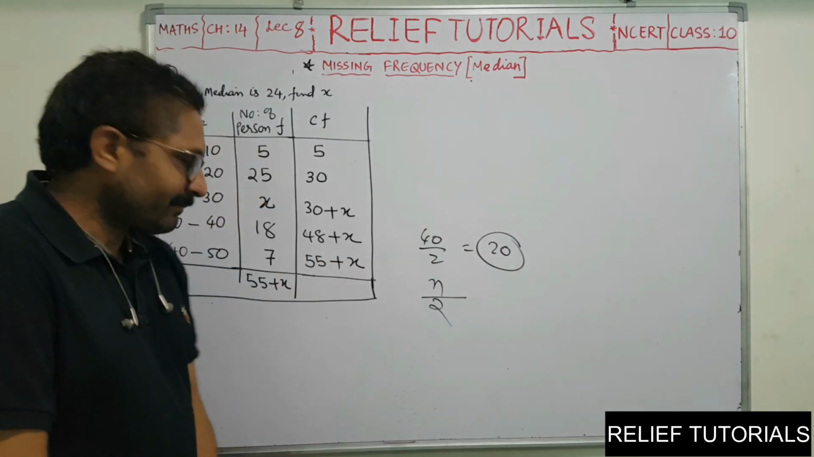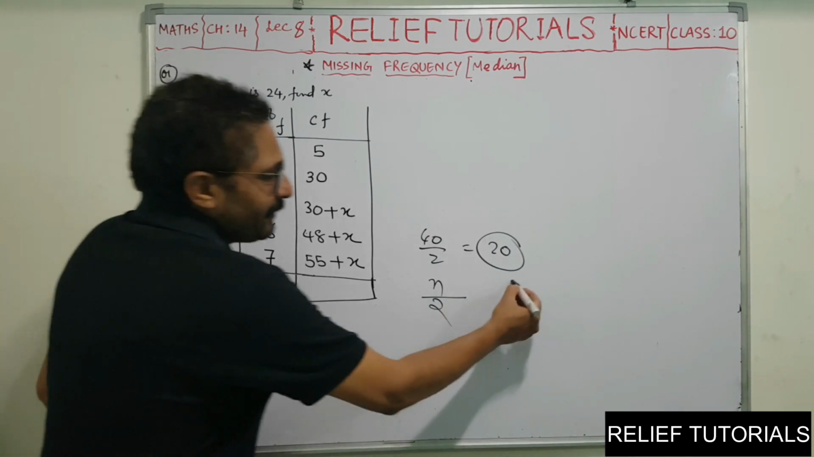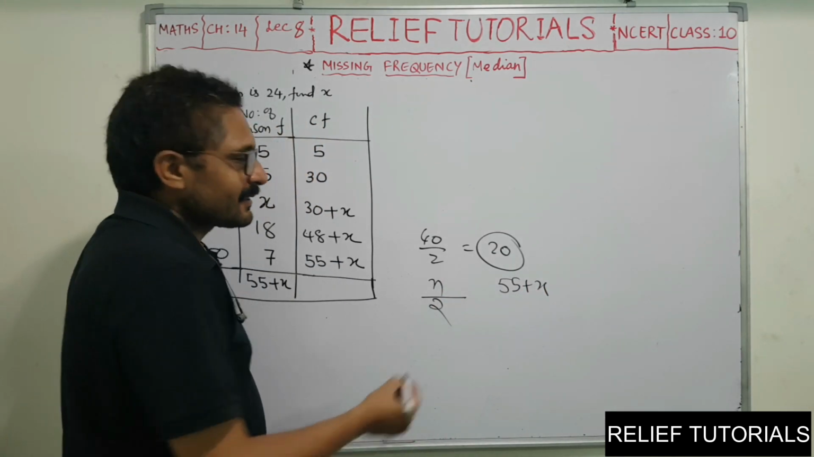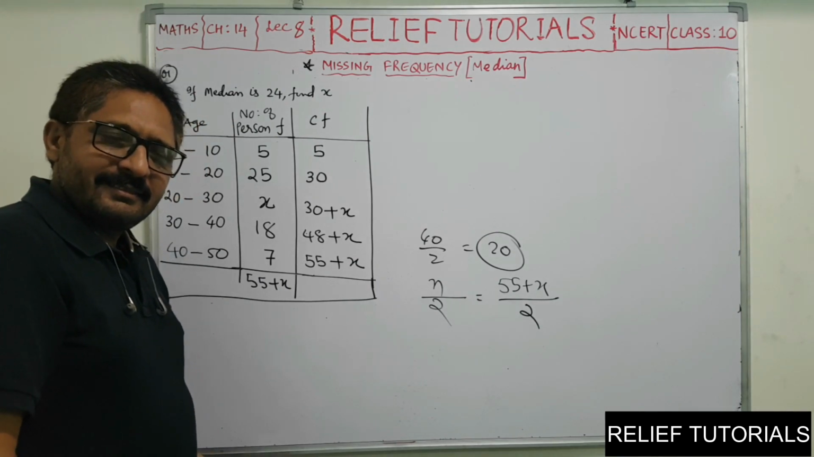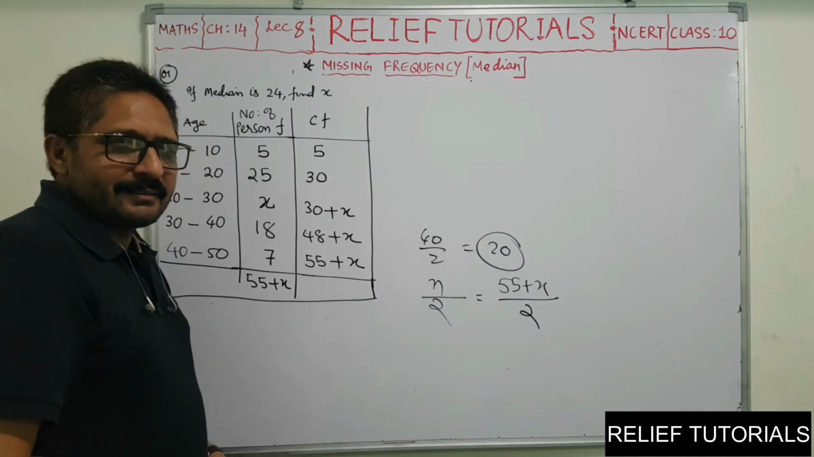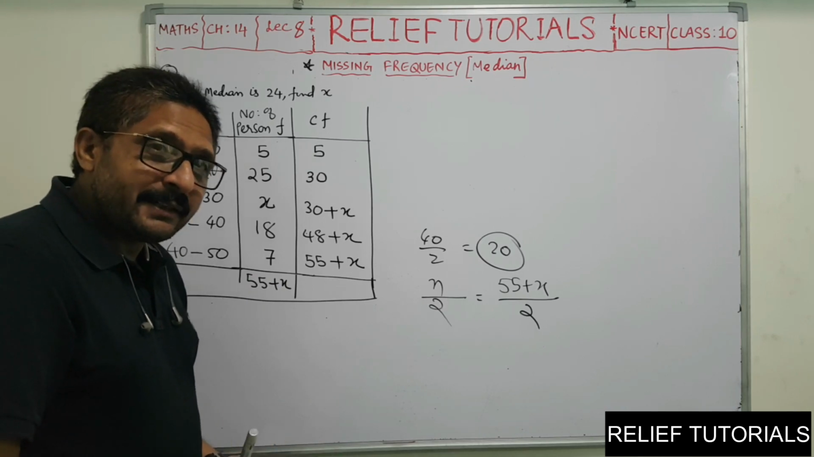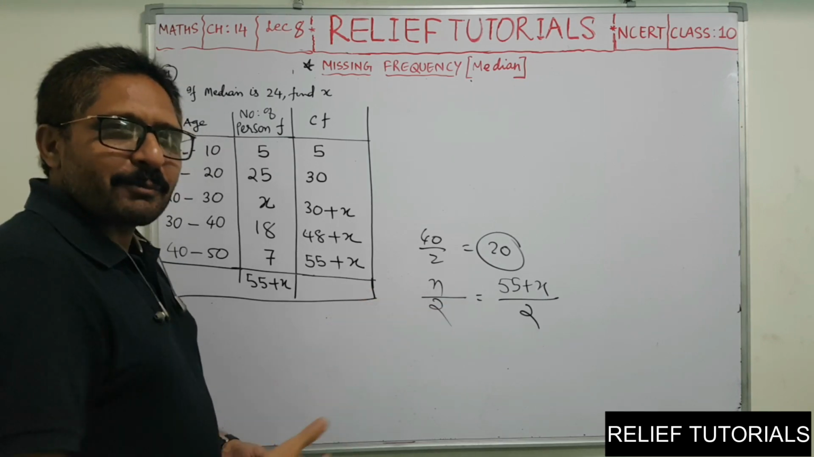But here the sum of the frequency n is 55 plus x. Now if you want to find n by 2 to find the median class, 55 plus x divided by 2, you will get no answer. Try to think over it. So it is not possible to find the median class. Then we will not be able to approach our problem.